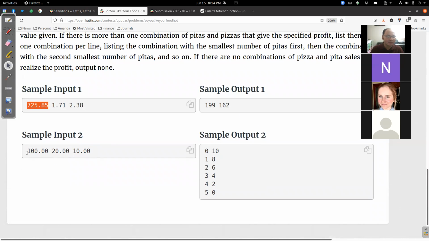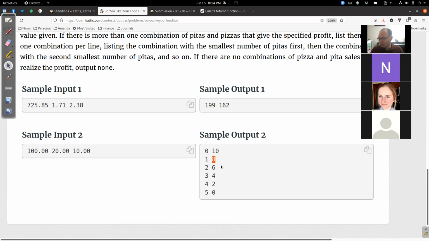Here, the answer may not be unique. You made a total of $100. You have 2 types of things, one that sells for 20, one that sells for 10. So you could sell none of the first one and 10 of the second one, or 1 of the first one, 8 of the second one, and so on.